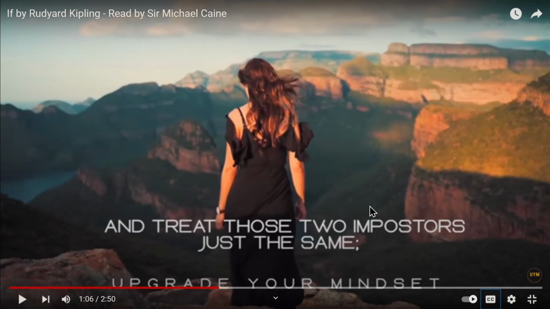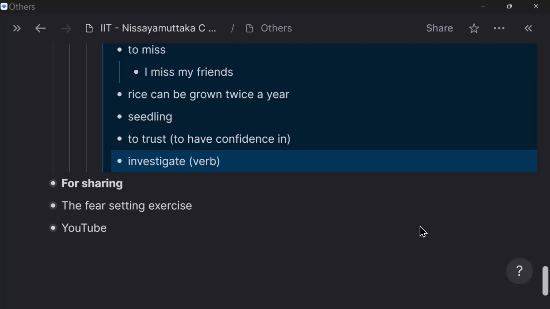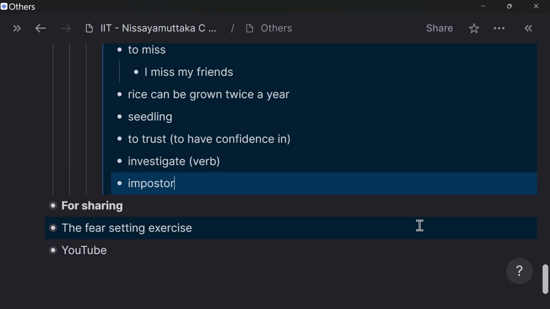Yes, eight lokadhamma. So here he calls these lokadhammas the two imposters. You know what an imposter is? An imposter, this one you probably don't know. An imposter is someone who passes as someone else, someone who shows himself as someone else, but he's not really true. He's an imposter.